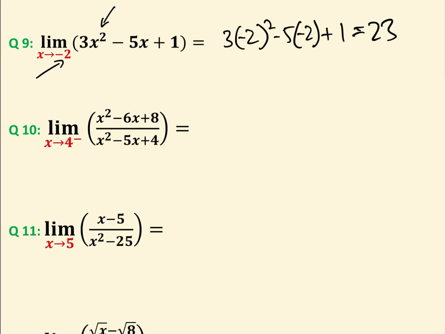Question number 10. If we plug in 4 on the top and the bottom, we get 0 over 0, which is no help to anyone.